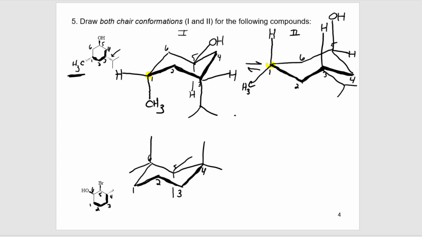At 4 on the right, we have a methyl down. The bromine at 5 is up. The alcohol at 6 is up. That is one conformation, in equilibrium with its twist form, the flip.